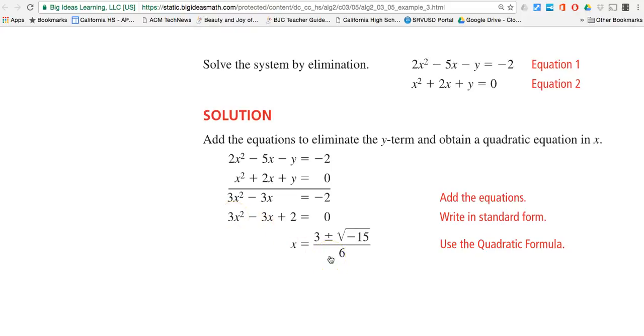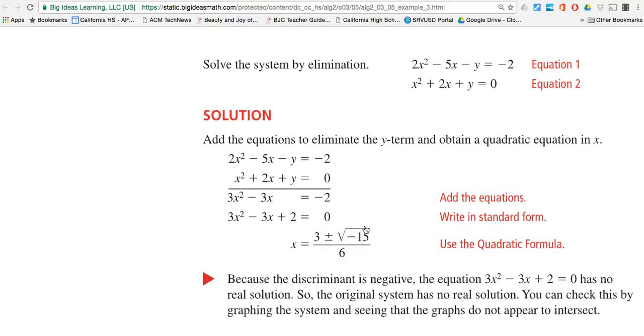The important thing to note right here is that we get negative 15 under our radical sign. If you remember, because we have a negative value under our square root, this quadratic has no real solutions. It never crosses our x-axis. We are going to get some solutions that have i in them, which means there are no real roots. What that means is that our original system also has no real solution.